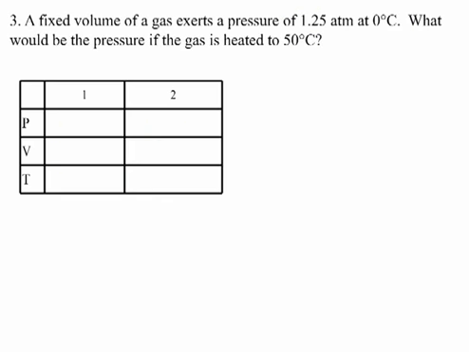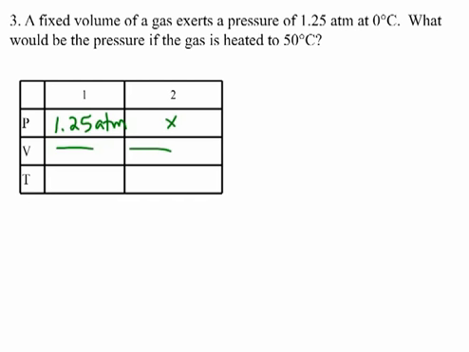We have a fixed volume of a gas. It exerts a pressure of 1.25 atmospheres at 0 degrees Celsius. What would be the pressure if the gas is heated to 50 degrees Celsius? Well, a fixed volume means that volume will not change, so that's what's going to be constant. Our initial pressure is 1.25 atmospheres. Our P2 is what we're trying to solve for.